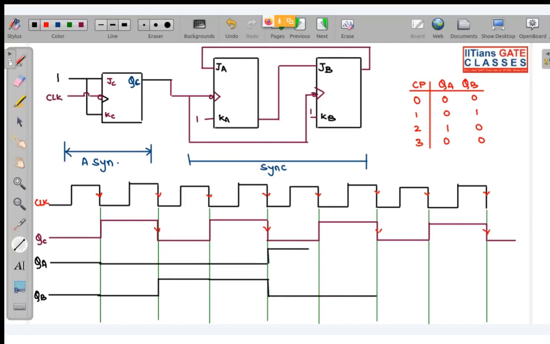And again at the next negative edge of QC, from 1 0, it will go to 0 0. So you can see 0 0. Once again at the next negative edge, it will go from 0 0 to 0 1. So this will stay at 0. This will go to 1.